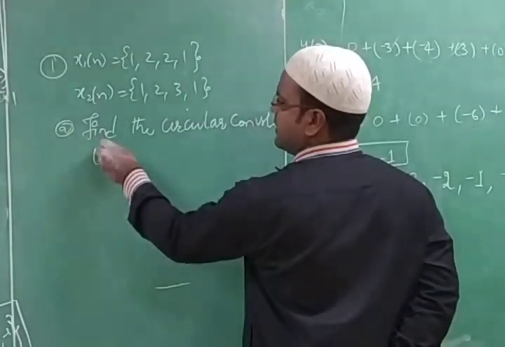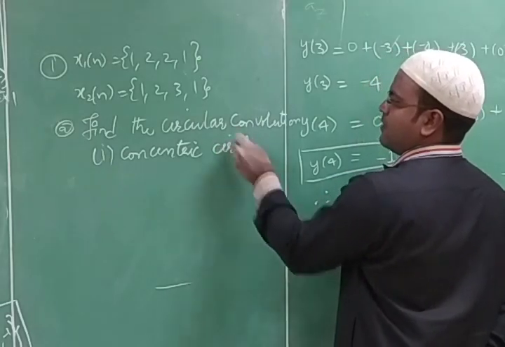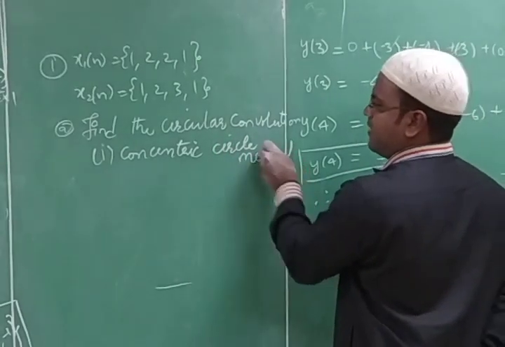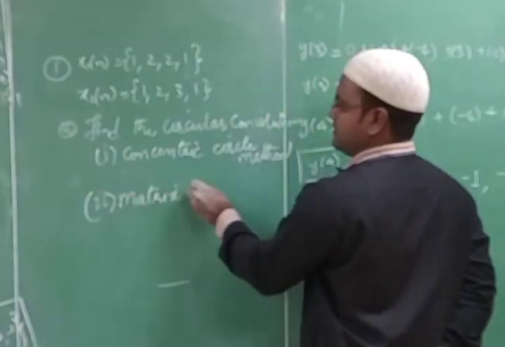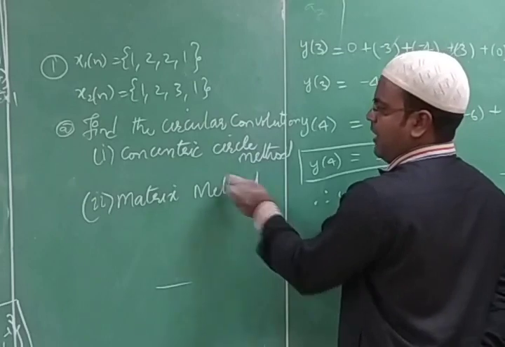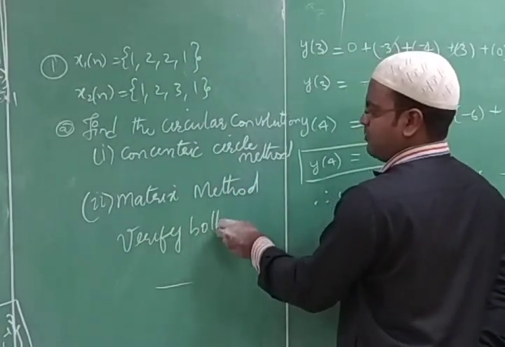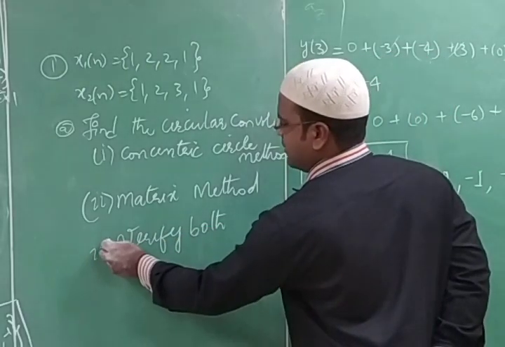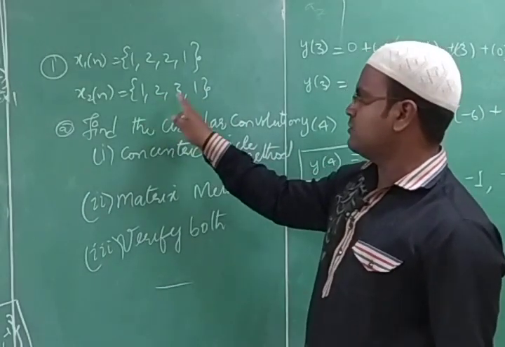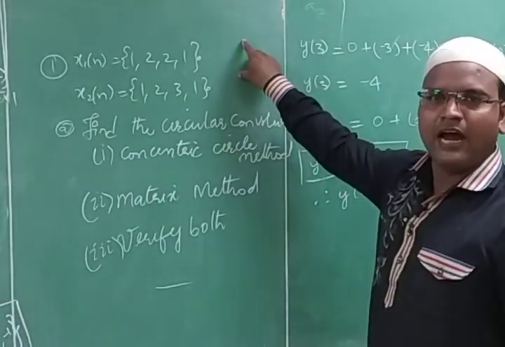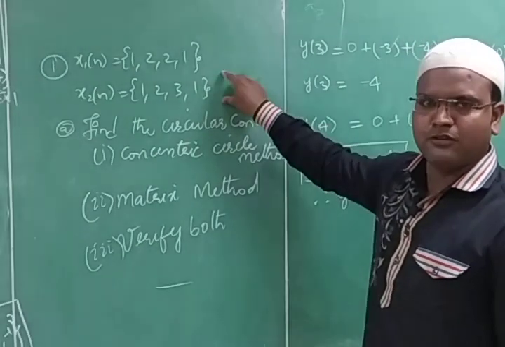So the first method is concentric circle method, and the second method we need to apply is matrix method. So by using the concentric method and matrix method, you have to verify the answer whether you're getting the same or not. So here we do have 1 2 2 1, here 1 2 3 1. So in this no need of adding 0 because both are already in the same samples. Here number of samples is 4, here also 4.